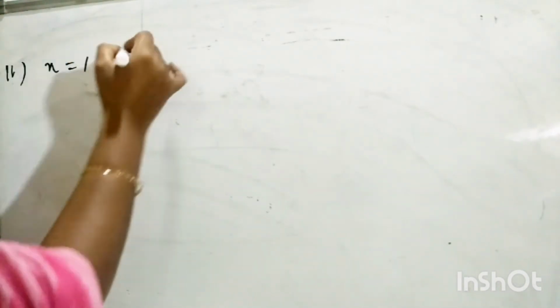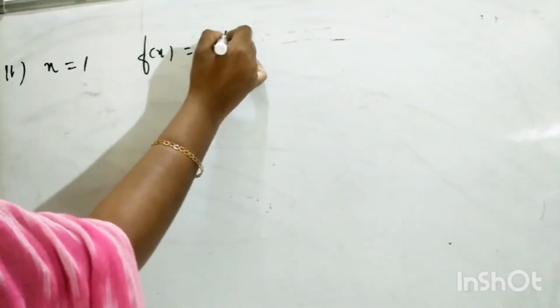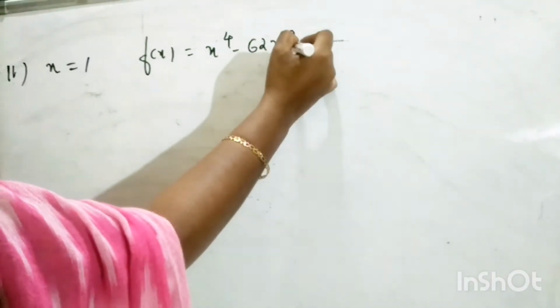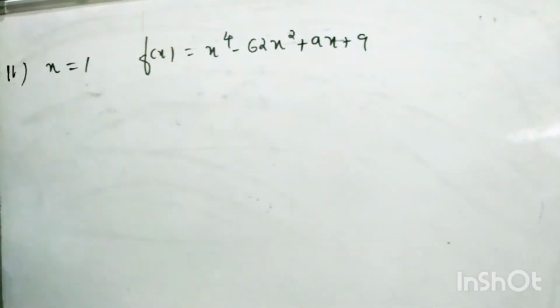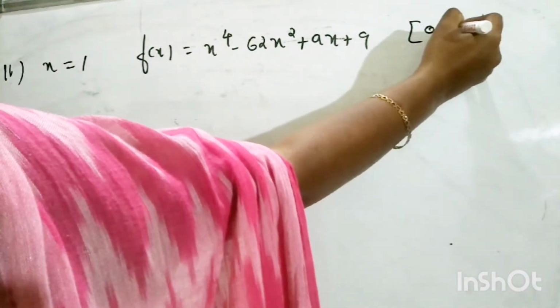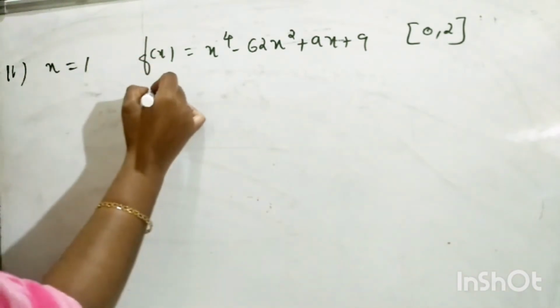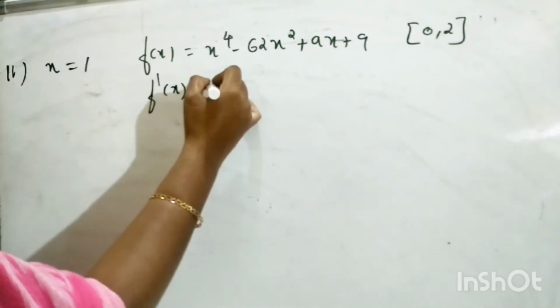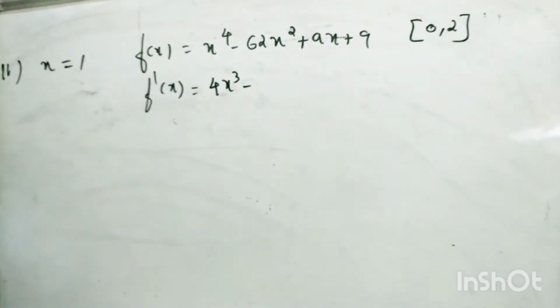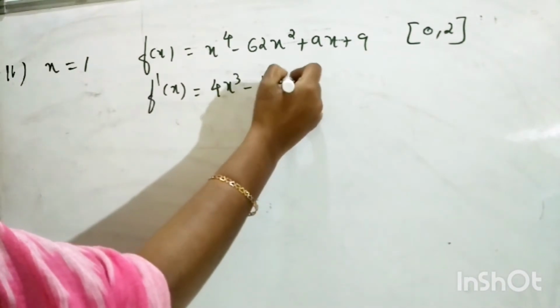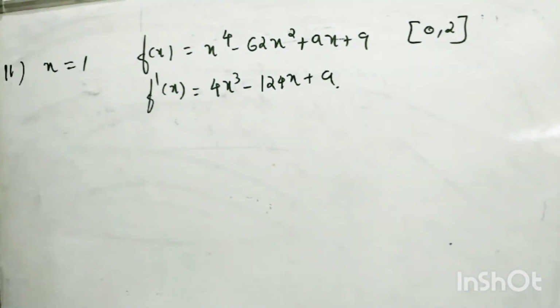It is given that the function x raised to 4 minus 62x square plus ax plus 9 attains its maximum value at x is equal to 1 on the closed interval 0 comma 2. Find the value of a. So f of x is given, then f dash of x is equal to 4x cube minus 124x plus a.